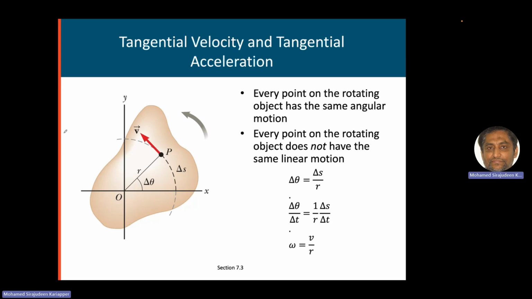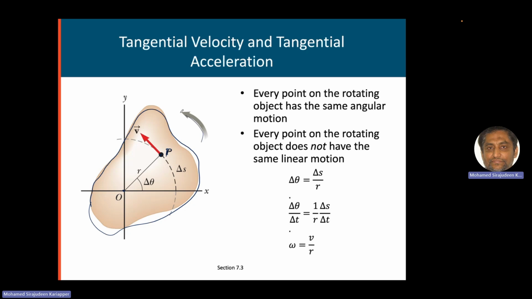Tangential velocity and tangential acceleration. What is tangential velocity and tangential acceleration? Let me explain with this object. This is a rigid object which is rotating about a fixed point at the point O. And let me look at this point in that rigid object, the point P.